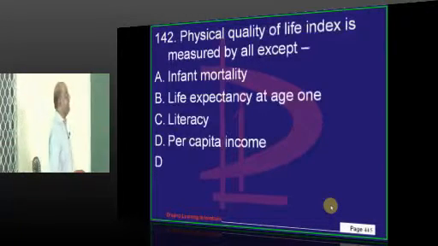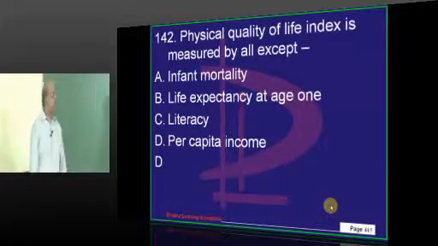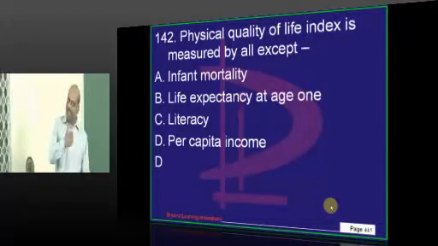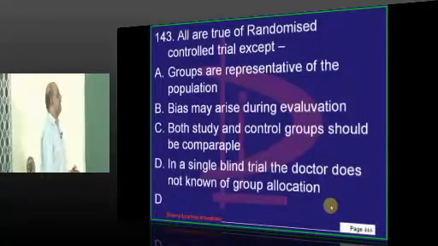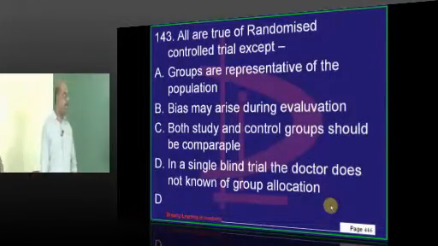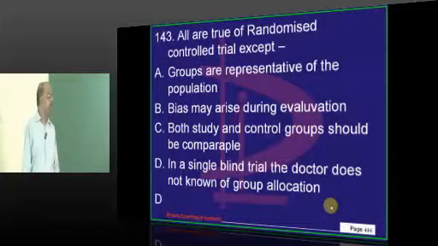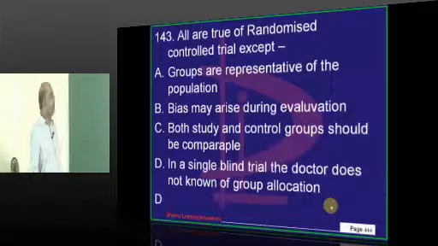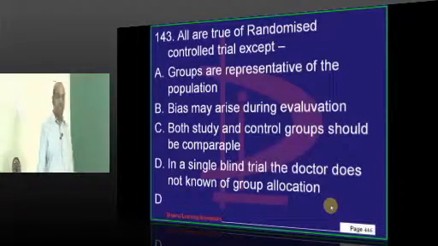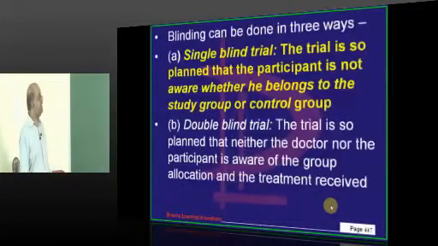Byssinosis typically is caused by cotton dust. PQLI does not include per capita income. Randomized control trial may ensure groups are representative of the population, everything is true. But option D, what is meant by single blind?